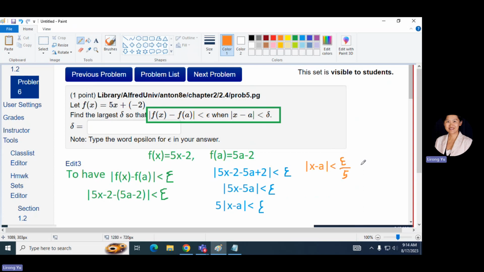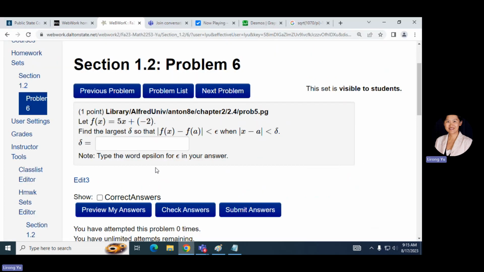So our target is to choose the right delta. When this is happening, you have the absolute value of x minus a less than epsilon over 5. So epsilon over 5 is a perfect representation for delta, because if these two are the same, we would have all that we wanted. You identify what you want to say, and then how do I make this happen? I've got to make that happen. That will be the delta. So the answer for the question will be epsilon over 5.